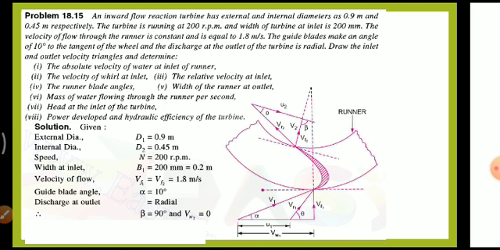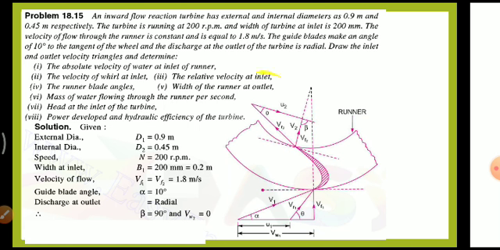Determine the absolute velocity of water at the inlet. For the absolute velocity, we have to calculate the value of V1. Velocity of whirl at the inlet, Vw1, we have to calculate. Relative velocity at the inlet, Vr1, we have to calculate. Runner blade angles, that is the blade angles, theta and phi, are called the blade angles. Alpha and beta are called the guide blade angles.